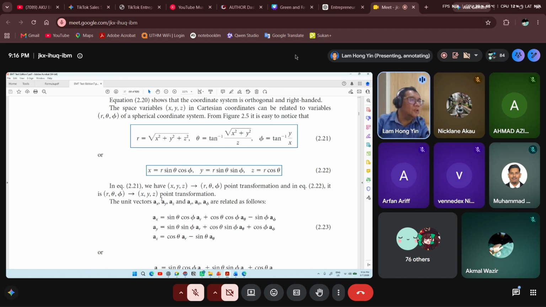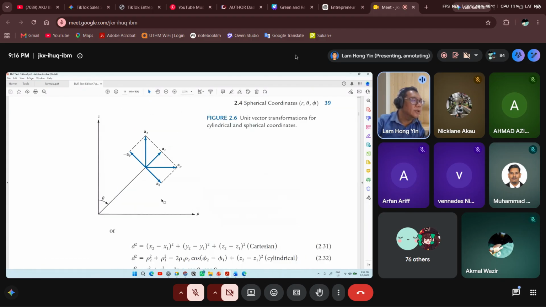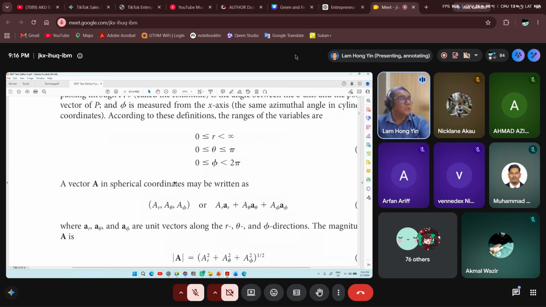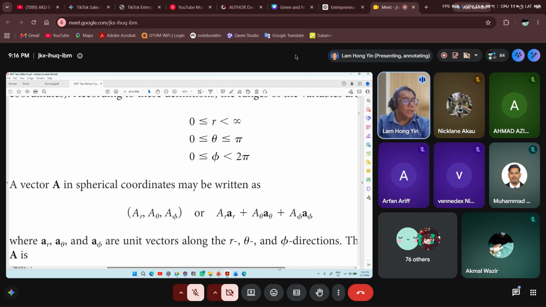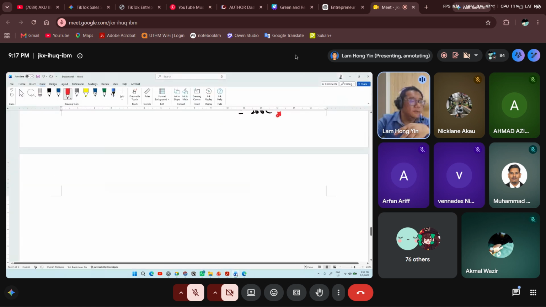Each of them has limitations on each of the parameters. And what are the parameter limitations? From here, I show you the radius goes from 0 to infinity, theta from 0 to pi, and phi from 0 to 2 pi, right? So these three things will determine the completeness of your shape in spherical. Okay, so that is the coordinate system which I would like to review.